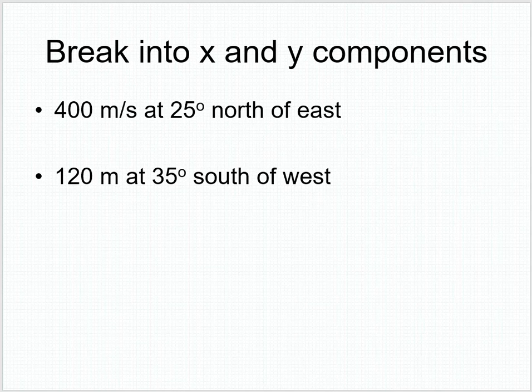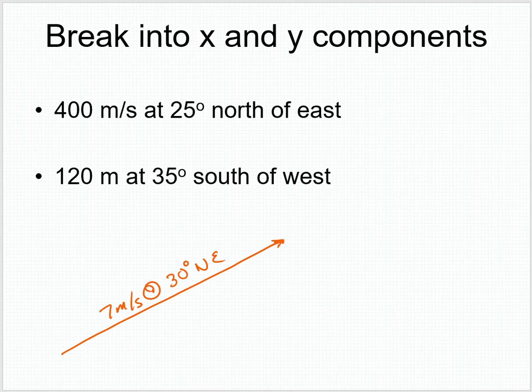Now the next thing we're going to do here is breaking into x and y components. So we just showed you how to add up vectors graphically. Now we're going to do some work here with algebraically breaking vectors into their x and y components. So what do we mean by that? So here is a velocity vector. I've given it to you as 7 meters per second at 30 degrees northeast.